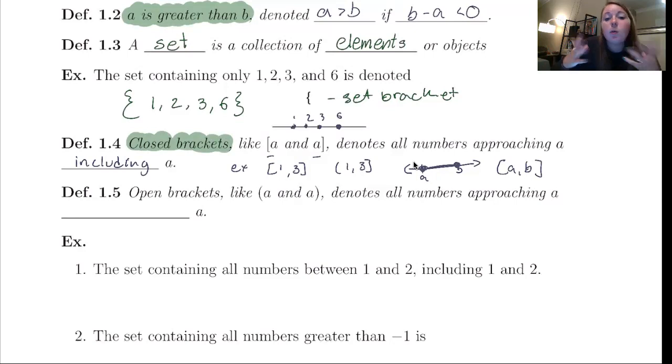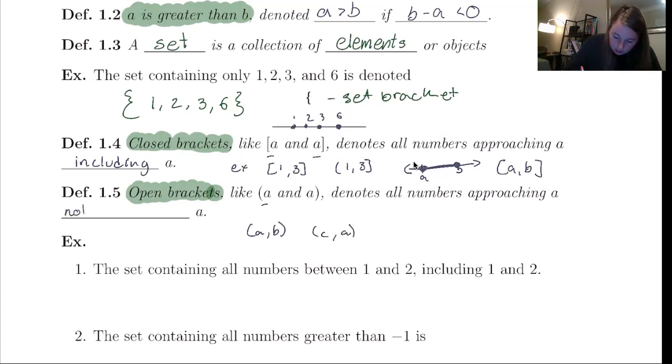So really using words that I learned in my analysis class, super early on. But again, getting you used to this phrasing. And then we have open brackets. I also like to call these soft brackets or rounded brackets, just to remember the shape. And it denotes all numbers approaching A, to one side or the other, like A, B, or C, A. All numbers approaching A, not including A.